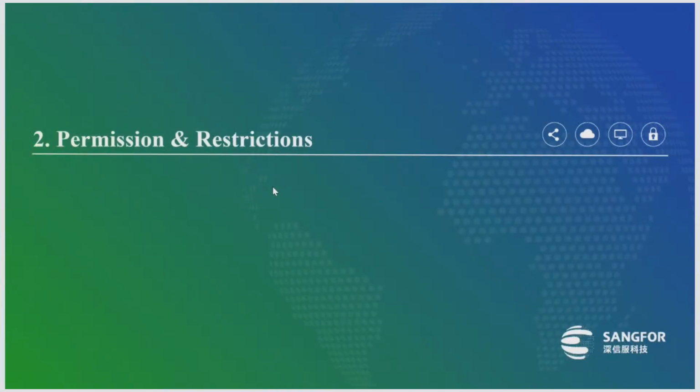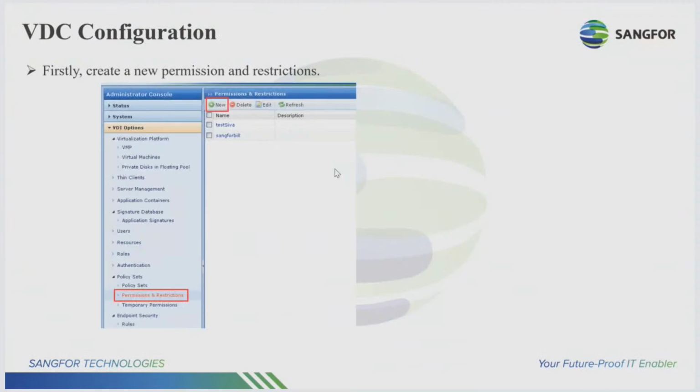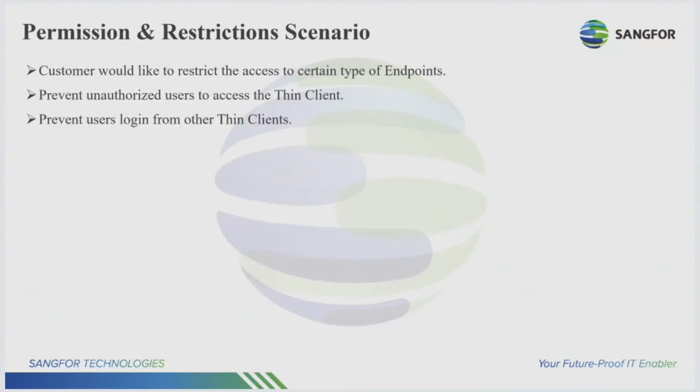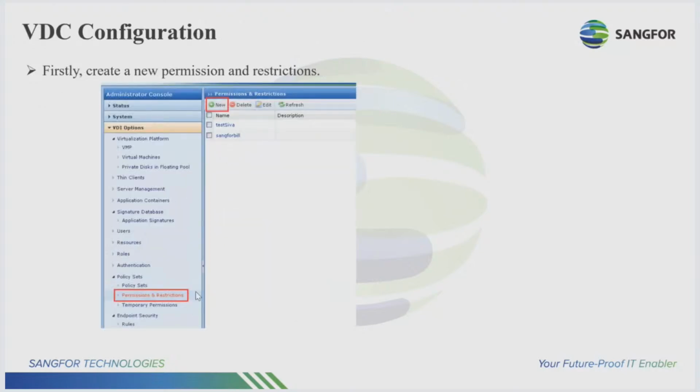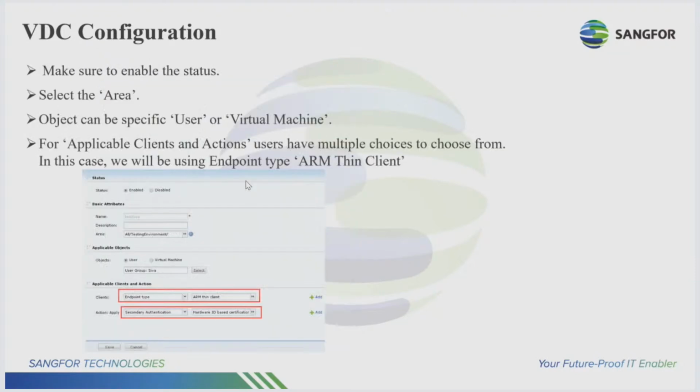The sixth one, we set permissions and restrictions. What are the scenarios? Because some customers would like to restrict access to certain types of endpoints. They only allow the PC, not the VDI. We can set the restriction, and we don't want unauthorized users to access the Steam client. Also, we can set the permission. Here you can see the policy set, the permissions and restrictions. We can create the applicable clients and actions. We can see from here.